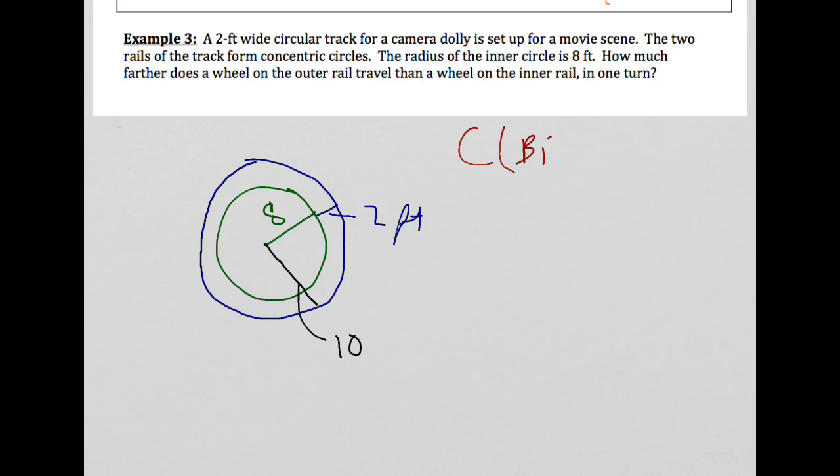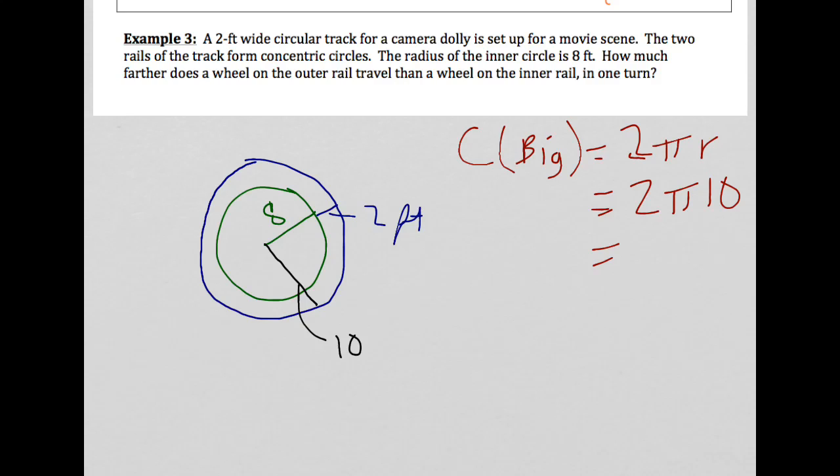Okay, so I'll just put circumference of big so I know which one I'm talking about. Well, the circumference is 2 times pi times r, which is the one I'll use since we are given the radius, as opposed to the diameter. Now diameter would be pretty quick to figure out, as it would just be the radius times 2, but we will take 2 times pi times r. So all I need to do is plug in the radius, which in this case is 10.